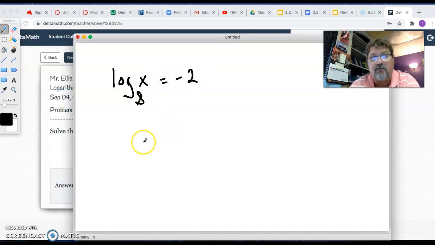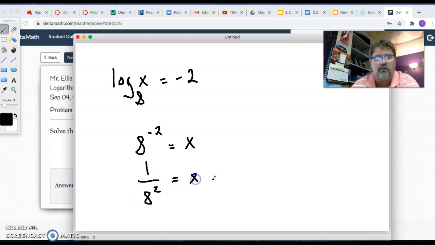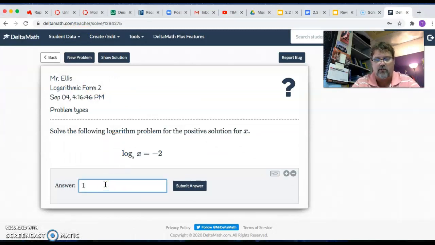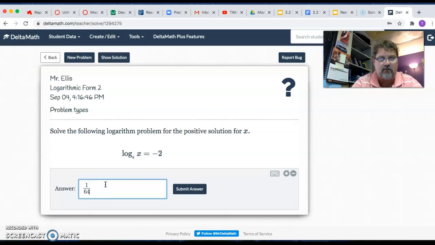Well, using that change in forms to exponential form, this is the base raised to that power. It's equal to what's in the argument. So we're going to write 8 to the negative 2 is x. What's 8 to the negative 2 power? Well, it's 1 over 8 squared, right? So that's actually 1 over 64. And that should be our answer. So change it to exponential, and that should get you there. Let's put that in here and see what we get. 1, and then I think the slash key works good there.